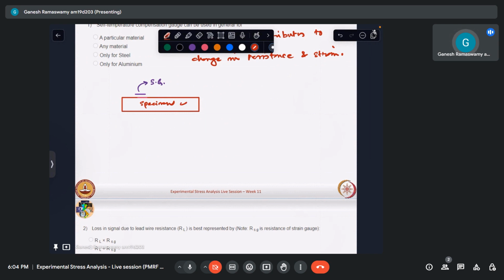So what happens? Let us say this has a coefficient of thermal expansion of alpha S, and let the strain gauge have a coefficient of thermal expansion as alpha G. So the change in resistance brought about by this difference in alpha, or the coefficient of thermal expansion, contributes to a change in resistance given by alpha S minus alpha G, subject to a known temperature change.